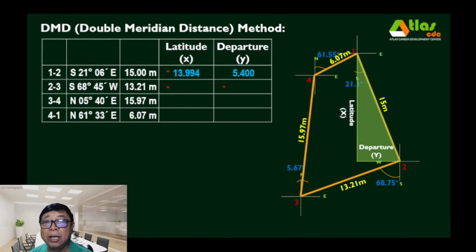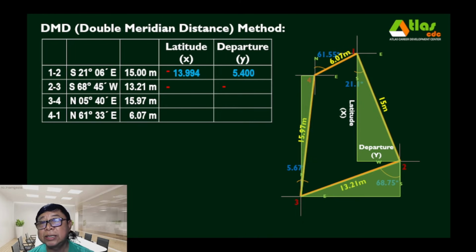For point 2 to 3, we can also prepare the same triangle. This is your angle, this will be your adjacent, or your latitude, and this will be your departure Y. And then for the next, point 3 to point 4, if this is your angle, this will be your adjacent, or your latitude, and this will be your departure, or your Y. And then lastly, for point 4 to point 1, this is your angle, meaning this is your adjacent, or latitude, and this will be your departure.